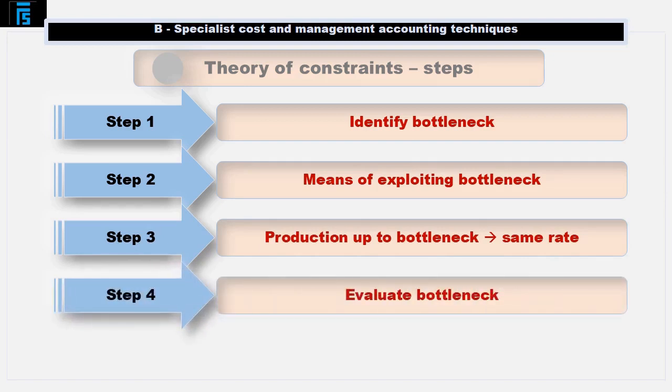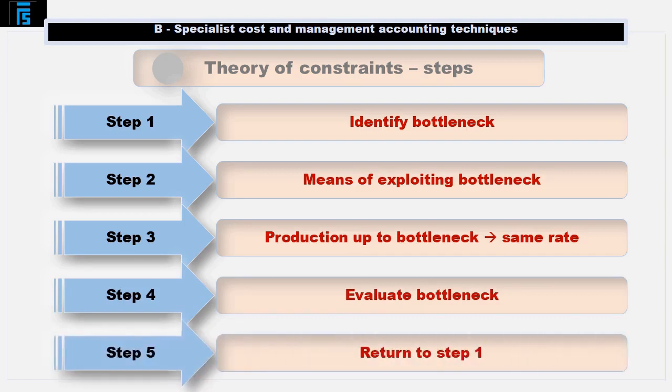Step 4 is to work out ways to elevate the bottleneck. This means working out ways of increasing the output at the bottleneck point so that total output can increase. And step 5 is to return to step 1. Eventually, by removing one bottleneck, another is likely to appear. So at this stage we would need to go back to step 1 and repeat these 5 steps.